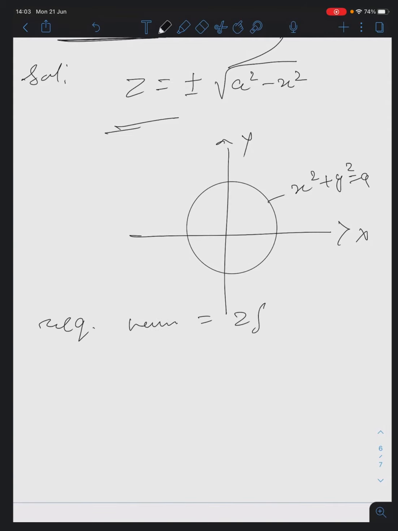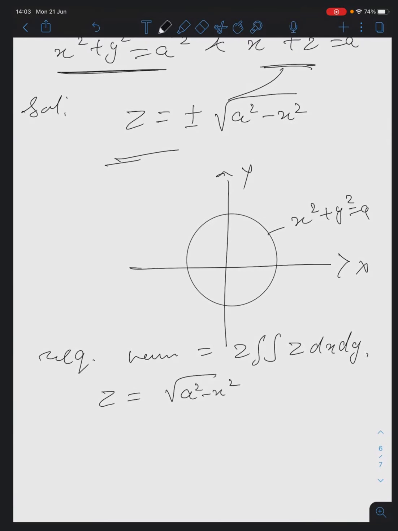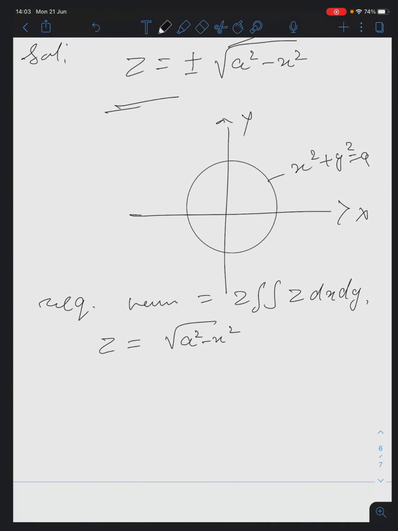will be equal to 2 times the integral of z dx dy, where you consider z is equal to root over of a square minus x square, and R is the region bounded by this circle on the xy plane. Okay, so this is the answer for the solution. Required volume will be 2 times the integral of z dx dy, where z is root over of a square minus x square, and the region R is bounded by the circle x square plus y square is equal to a square on the xy plane.